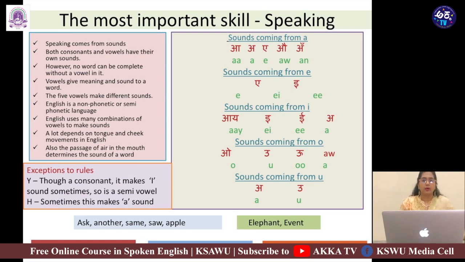The tongue movement, lip movement, and the passage of air in the mouth also counts a lot in English. Let us come to some basic vowel sounds. Of course, we are also going to look at consonant sounds. Let us look at some basic vowel sounds. The first vowel, there are 5 vowels: A, E, I, O, U.